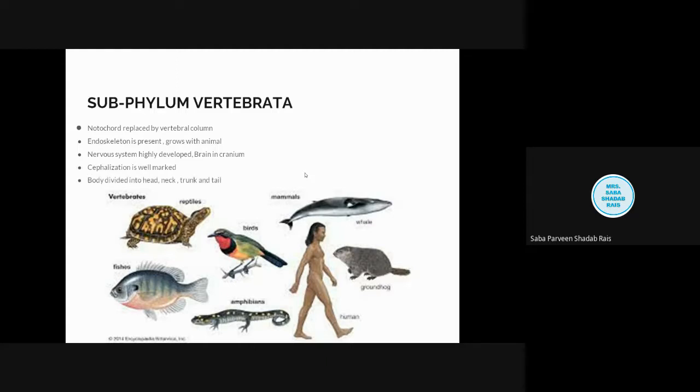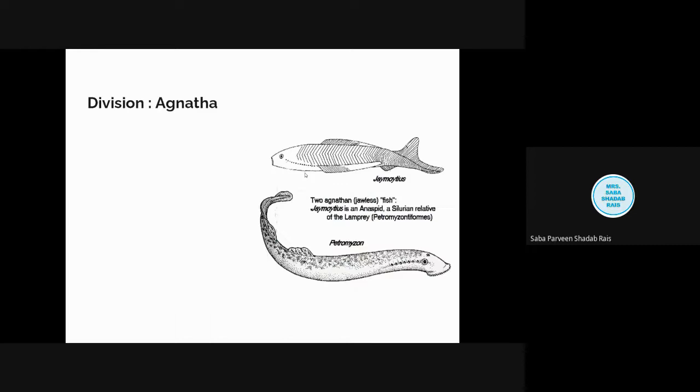The body will have three divisions. Now what are these three divisions? Head, neck, trunk and tail, or maybe they may possess legs or some other locomotory structure. Now first we will be talking about the division. In this class we will end with the division Agnatha, the jawless.